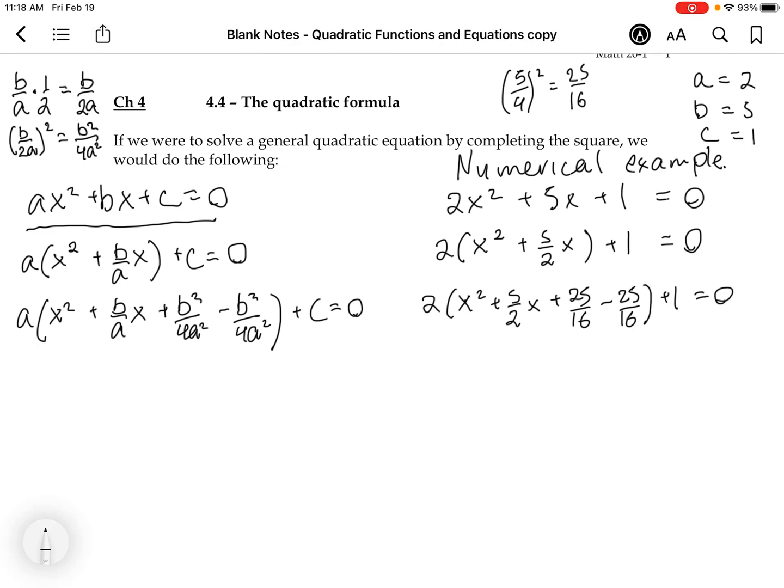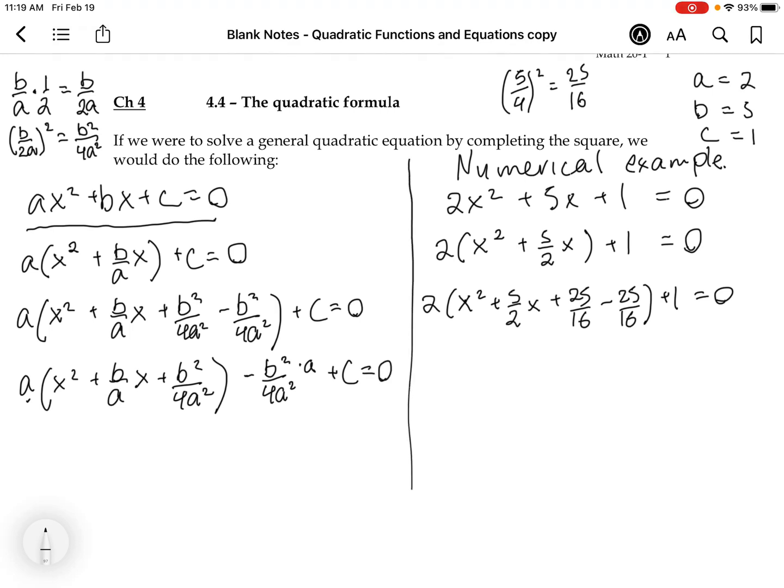Okay? The next thing I have to do is I have to take the last term outside of the brackets, okay? So I'm going to do that next. So I'm going to have a times x squared plus b over a x plus b squared over 4a squared, okay? Now remember, when you take it out, you're also multiplying it by this a on the outside. So minus b squared over 4a squared times a, because I have to distribute that by the a on the outside of the bracket, plus c equals 0.